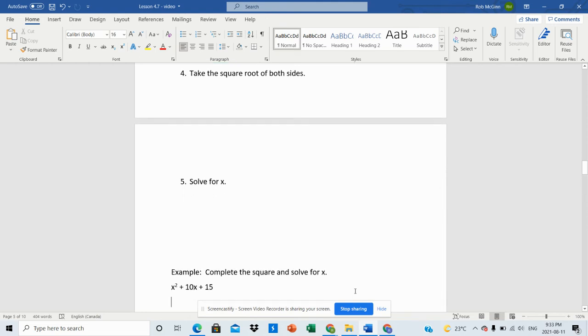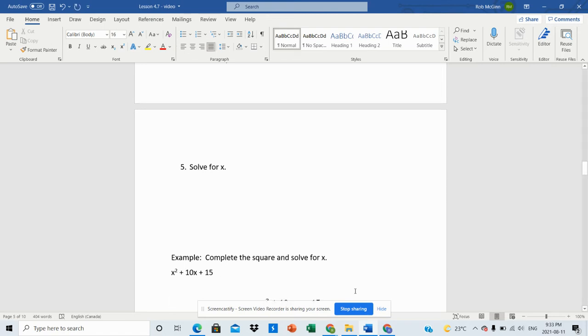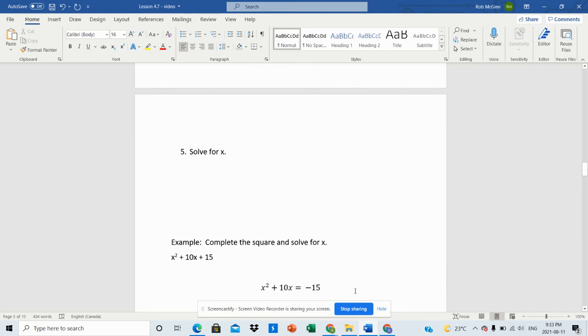So let's use that example that we were looking at, complete the square and solve for x. So x squared plus 10x plus 15. Well, we already know what number we're going to put in there because we already kind of talked about that above. But let's just start off here. We're going to move the 15 to the other side. So we'll have x squared plus 10x equals negative 15. Positive 15 goes over to the right-hand side. It becomes a negative.